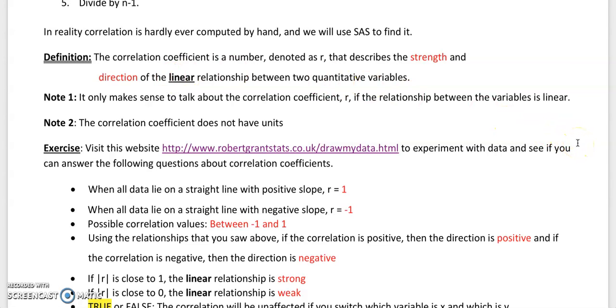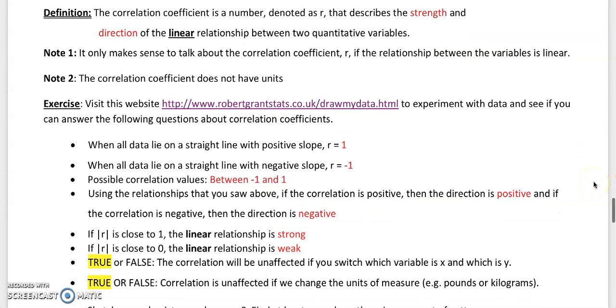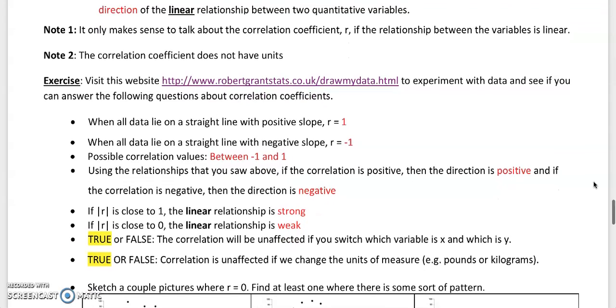A couple other things that I want to point out about the correlation. It is unaffected by which variable is x and which is y. So you could try to look at that on the graph where you draw points, but it actually doesn't matter which is which for calculating the number. It also doesn't matter if you change the units of measurement. So if I'm measuring someone's weight in pounds and in kilograms, both of those will have the same correlation with the person's height, for example. There's an activity that you'll do where you'll look at this in a little more detail.